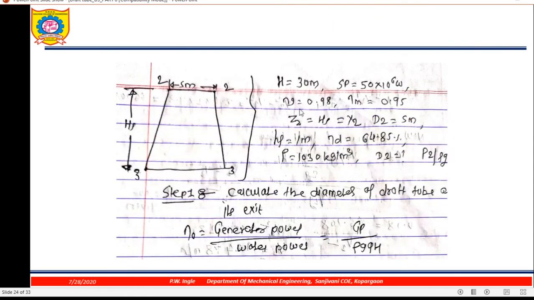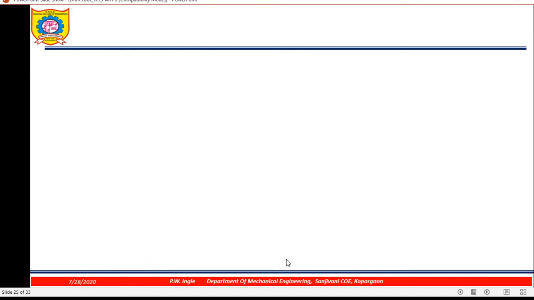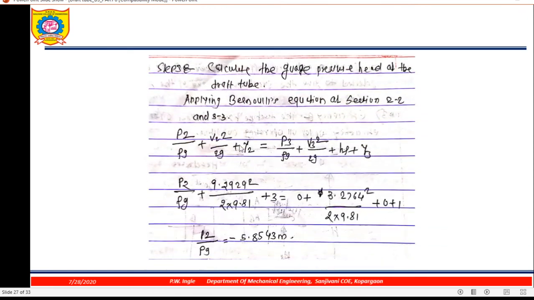So you go on writing the data: H, shaft power. Now calculate the diameter of draft tube. By using overall efficiency, you can calculate this Q. So it is hydraulic into mechanical into generator, that is overall efficiency. So you can calculate Q. Then Q is A2 V2, so you can calculate V2. Then with draft tube efficiency, you can calculate V3. Then using Q, you can calculate D3.